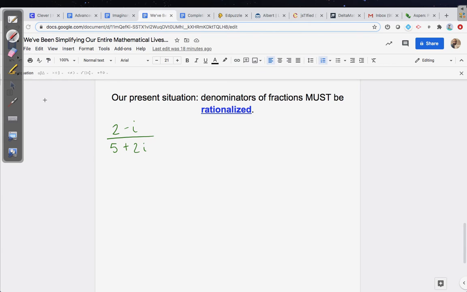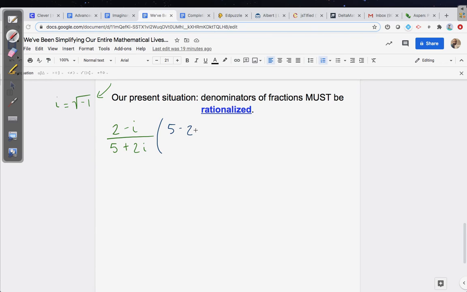And the value i is defined as the square root of negative 1. And this value is deemed unacceptable. You can't have i's in the denominator. You can only have real values in the denominator. So not just rational, but also real. But what's familiar is we're going to be able to make use of, again, what's called the conjugate.